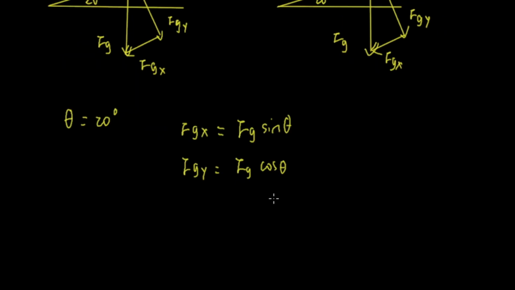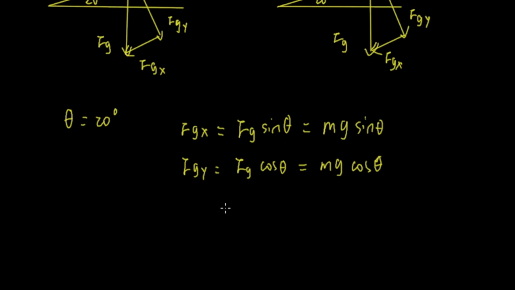Okay. But what's the equation for F g? It's mass times gravity, right? So that's the same as mg sine theta. This one will be mg cosine theta. And of course, for package A it will be mass A, for package B it will be mass B. So that's how it is.